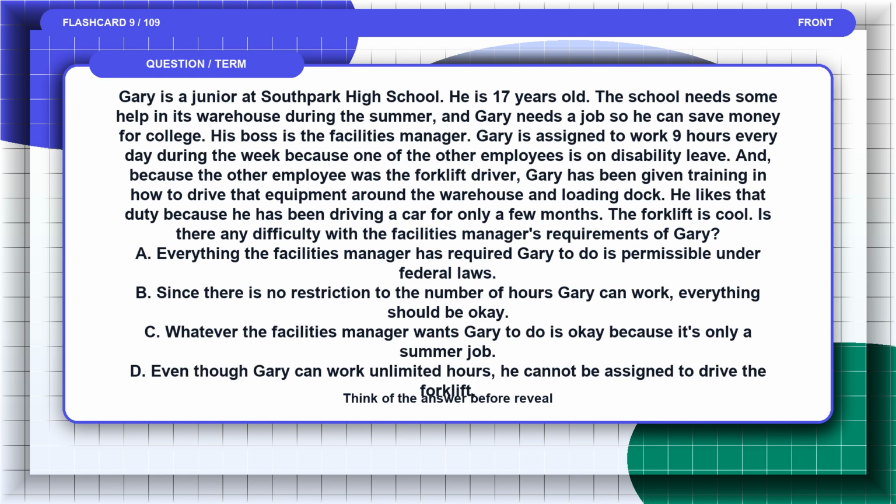Flashcard 9. Gary is a junior at South Park High School. He is 17 years old. The school needs some help in its warehouse during the summer, and Gary needs a job so he can save money for college. His boss is the facilities manager. Gary is assigned to work 9 hours every day during the week because one of the other employees is on disability leave. And because the other employee was a forklift driver, Gary has been given training in how to drive that equipment around the warehouse and loading dock. He likes that duty because he has been driving a car for only a few months. The forklift is cool. Is there any difficulty with the facilities manager's requirements of Gary?